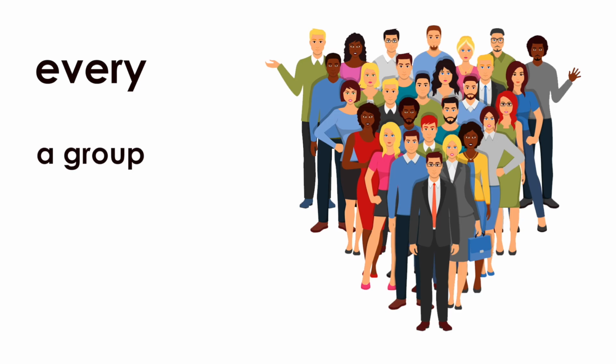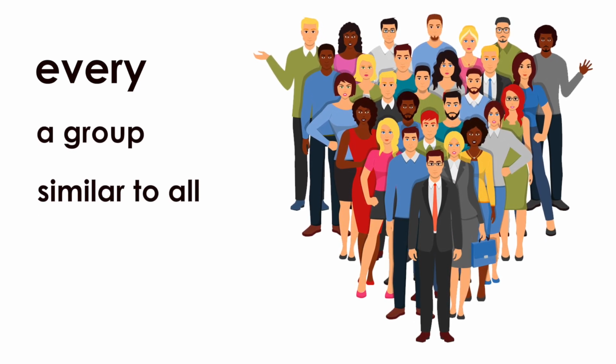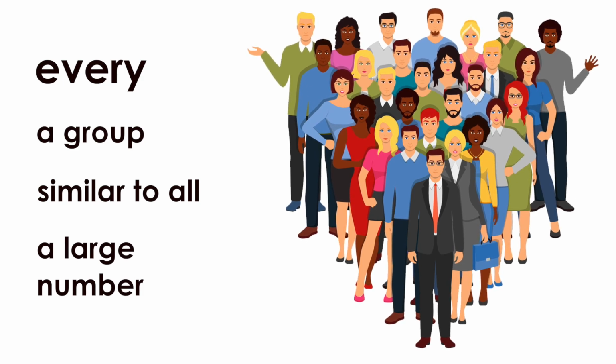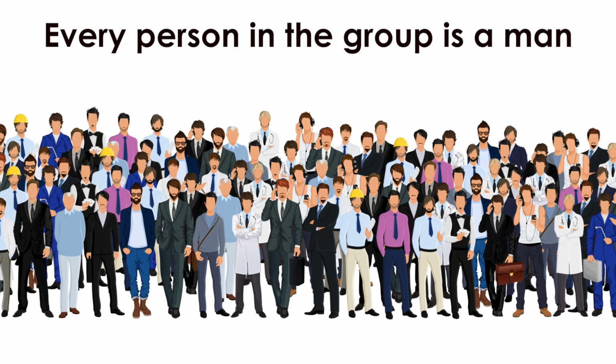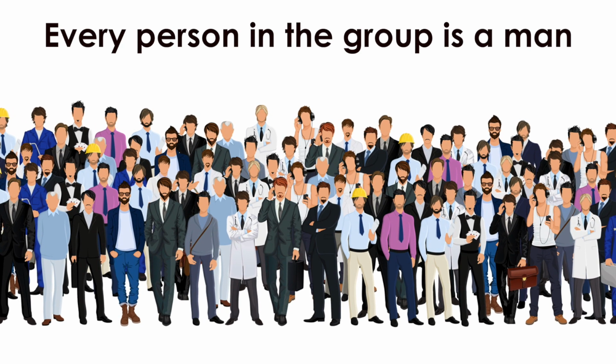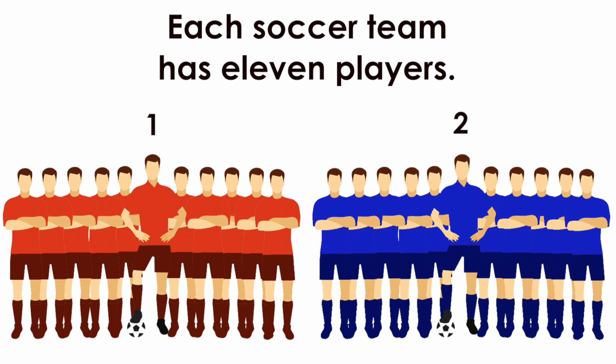Every is used for a group and is similar to all. It is usually used for a large number. For example, every person in the group is a man. We can use each, but not every, for 2 things. For example, each soccer team has 11 players.